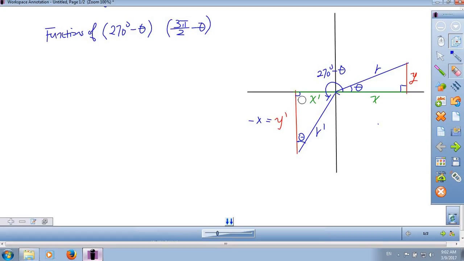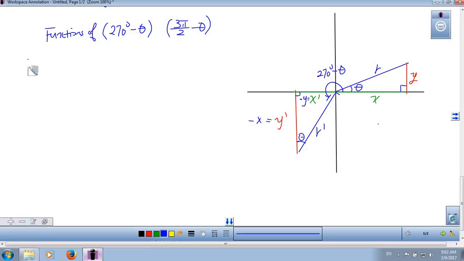So both of them are opposite of the values of our original angle triangle. So let's take a look at sine of 270 degrees minus theta. It will be equal to y prime over r prime, I made a mistake there. So y prime is negative x over r. It will be negative cosine of theta.